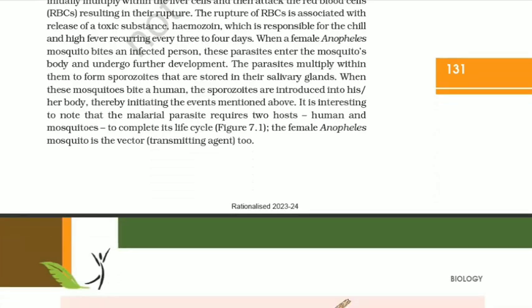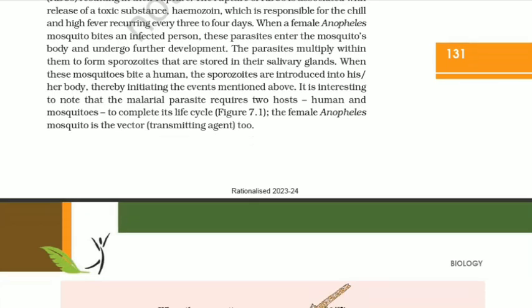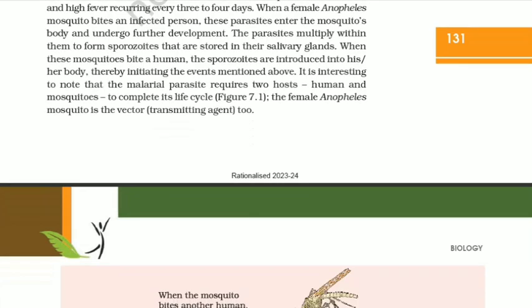When a female Anopheles mosquito bites an infected person, these parasites enter the mosquito's body and undergo further development. The parasites multiply within them to form sporozoites that are stored in their salivary glands. When these mosquitoes bite a human, the sporozoites are introduced into his or her body, thereby initiating the event mentioned above. It is interesting to note that the malarial parasite requires two hosts, human and mosquito, to complete its life cycle. The female Anopheles mosquito is the vector, that is the transmitting agent.